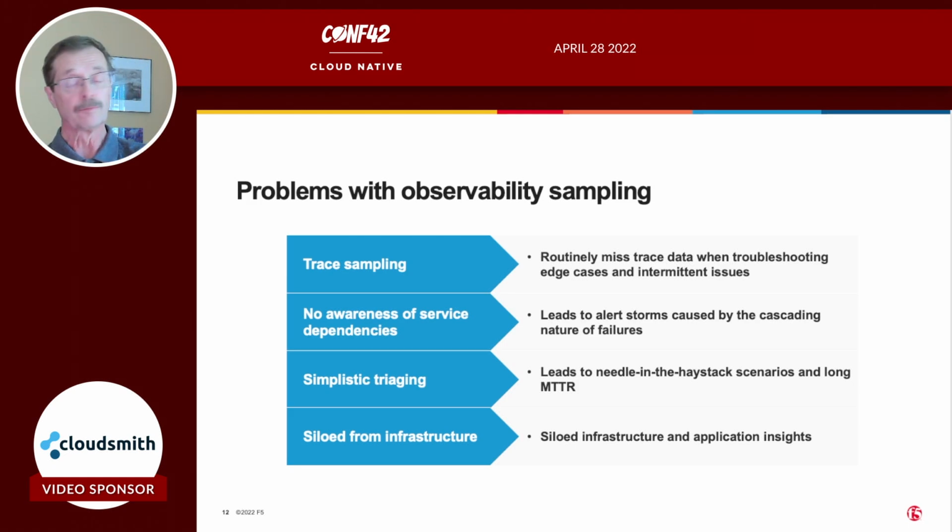And this routinely misses troubleshooting edge cases. It can also miss intermittent failures because it's not being sampled correctly. If you don't understand the service dependencies in a microservices environment in particular, you can get alert storms because several things may fail because of one point. You also need to be able to look at not being simplistic in your triage.